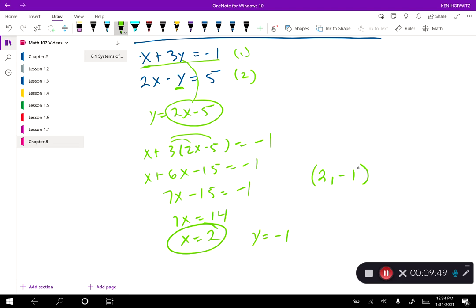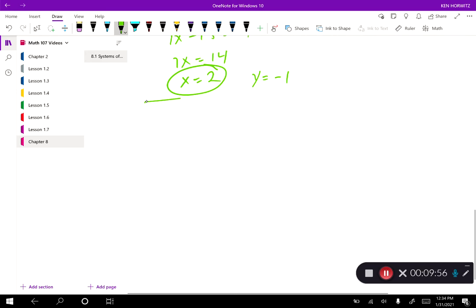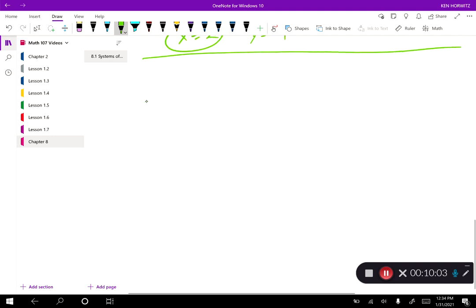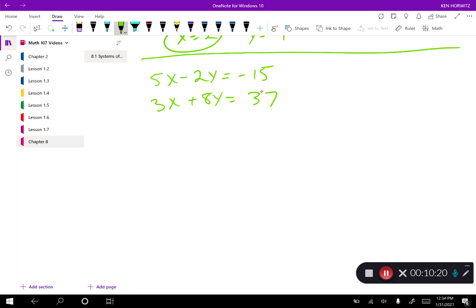All right. So let's do the next method. The next method is called elimination. It's actually a little bit better when you have coefficients on all of your variables. So for example, if I had 5x minus 2y equals negative 15, and 3x plus 8y equals 37, you realistically could do substitution.